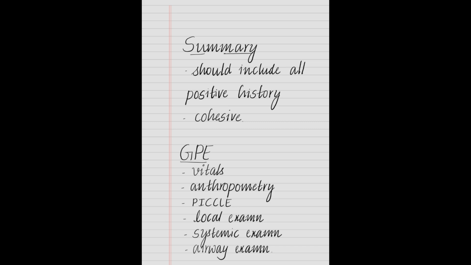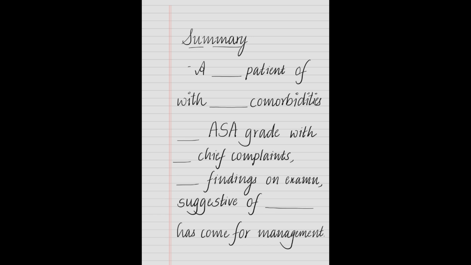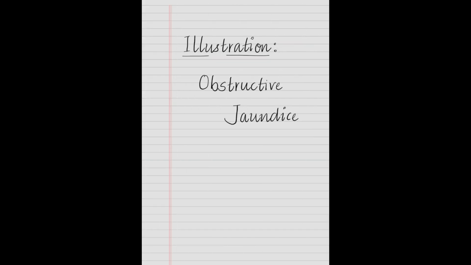7. GPE and examination. Start with vitals: pulse, BP, respiratory rate, then pallor, icterus, cyanosis, clubbing, and so on. Local exam. If relevant, airway exam. Don't forget markers for difficult airway and Wilson's score. Summary. Here's your template: a dash patient of dash with dash comorbidities, dash ASA grade, presenting with dash. And on examination, dash findings were noted, suggestive of dash, has come for management.